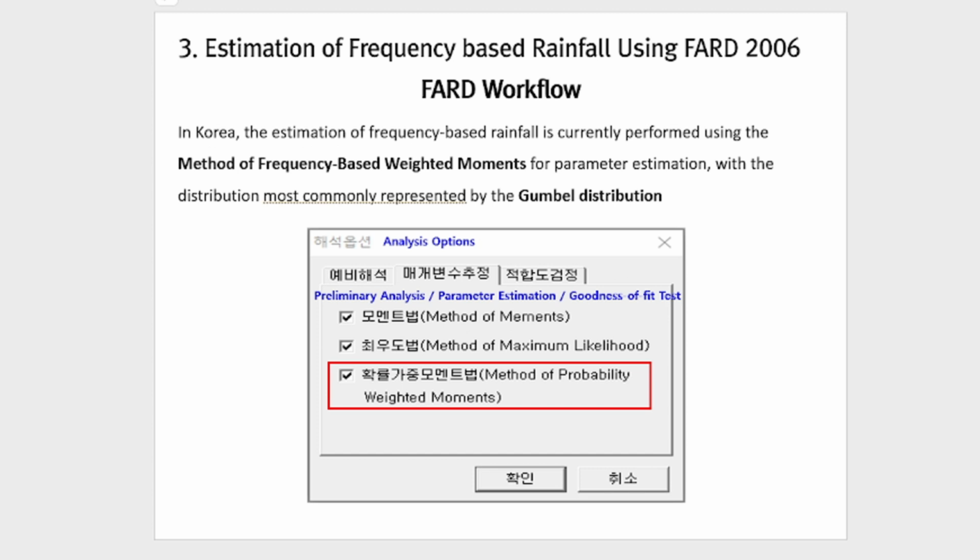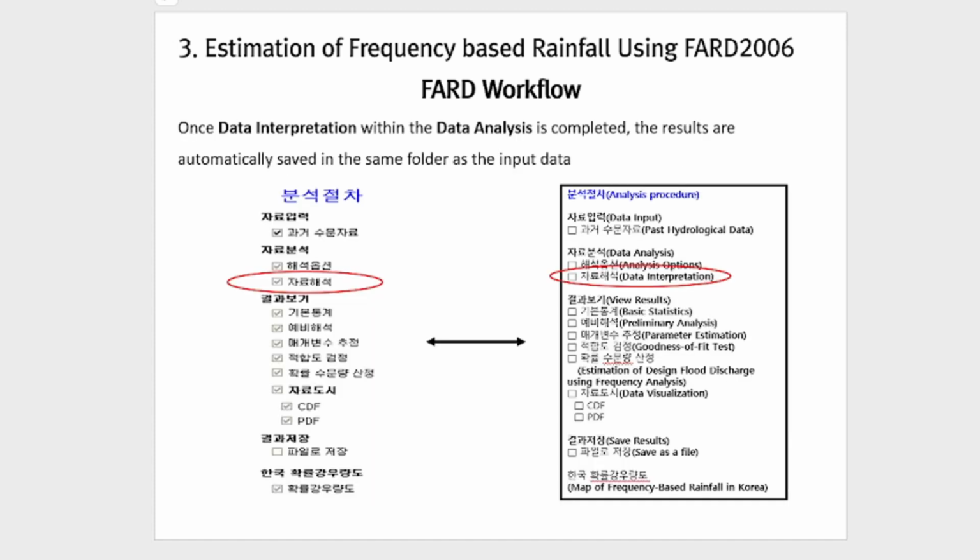In Korea, the estimation of frequency-based rainfall is currently performed using the method of probability weighted moments for parameter estimation, with the distribution most commonly represented by the Gumbel distribution. As you can see in the picture below, we have multiple options. We will select all of them, but we'll mostly focus on looking at the method of probability weighted moments in the results option. Once data interpretation within the data analysis is completed, the results are automatically saved in the same folder as the input data, basically the same place where you have your data.